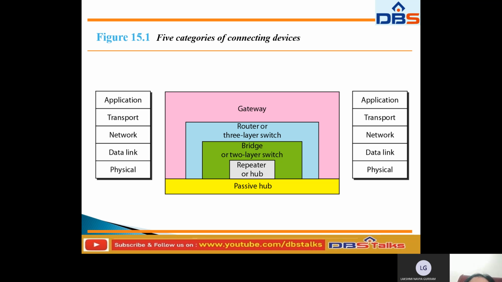On either side we have the layers, that is application layer, transport layer, network layer, data link layer, physical layer, and in the middle of that we have the connecting devices divided into 5 categories, that is gateway, router or 3 layer switch, bridge or 2 layer switch, repeater or hub, passive hub. These are the 5 categories we have in the connecting devices.